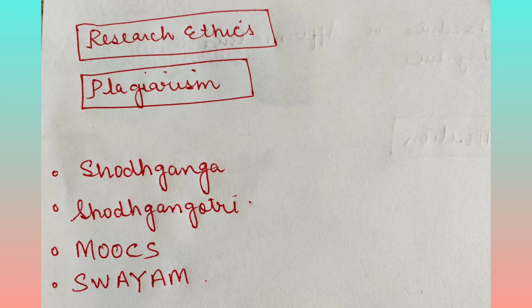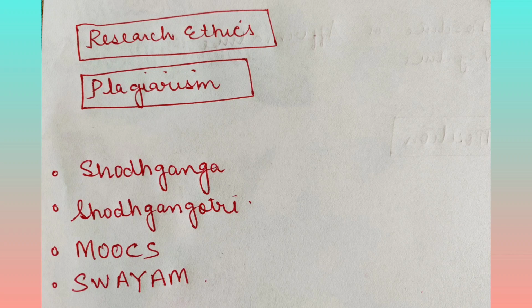So another very important topic that they ask questions from are research ethics and plagiarism. They ask a lot of questions from both of these topics, and you should know in the last year question paper they asked what percentage of plagiarism is accepted or rejected. So you can see the last year question papers for what kind of questions they ask. I have provided the question papers in that video.